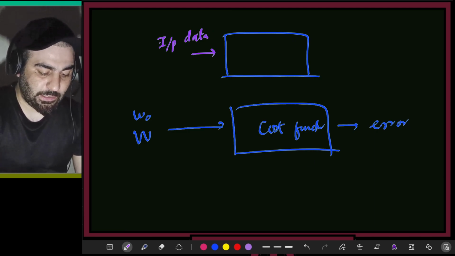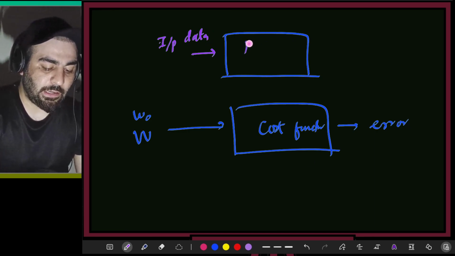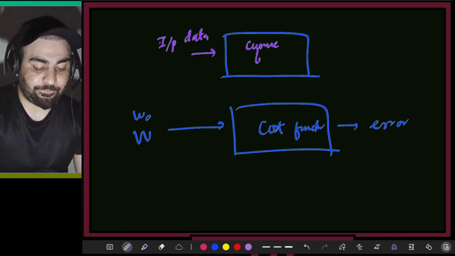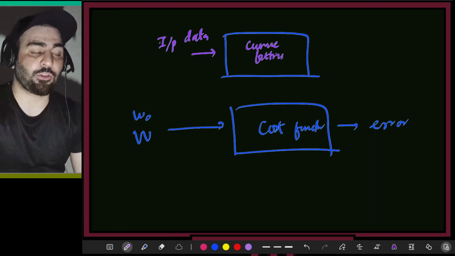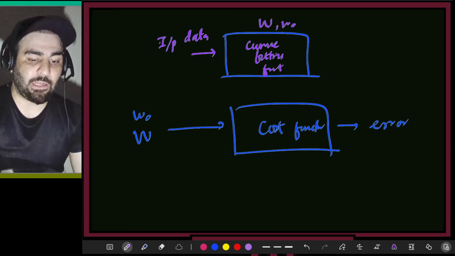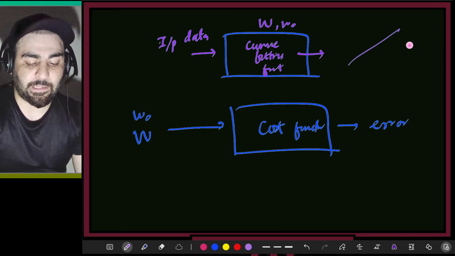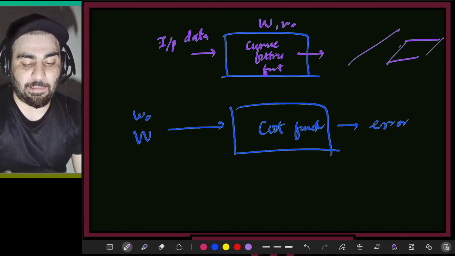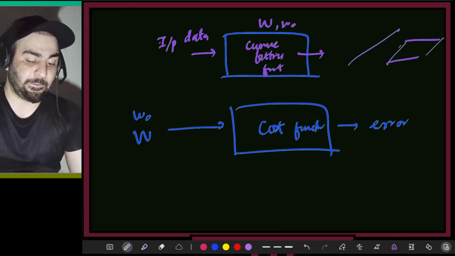Now this is your actual curve fitting function. This is not just a curve, because a line is also a curve fitting function. There you will give the W and W naught that give you the least error. So this will basically give you a line, or maybe a plane, something like this. And this will be the best fit. This is called the best fit.